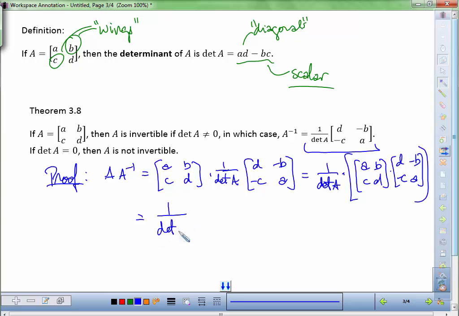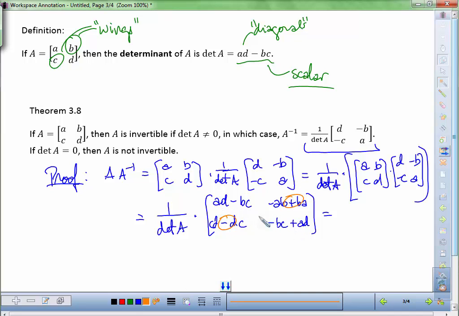So I have 1 over the determinant of A. At some point, we'll replace that with what it actually is equal to. Okay, so let's see. AD minus BC. Negative AB plus BA. CD minus DC. And negative BC plus AD. All right, well, the wings are gone.